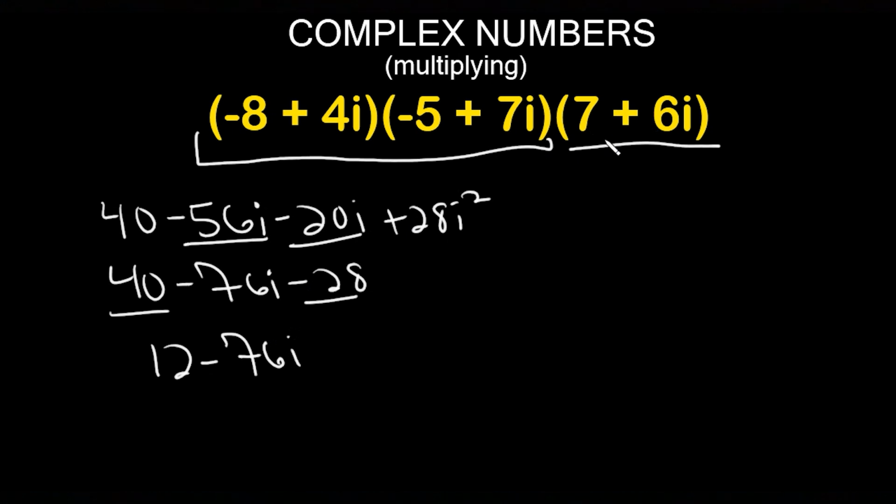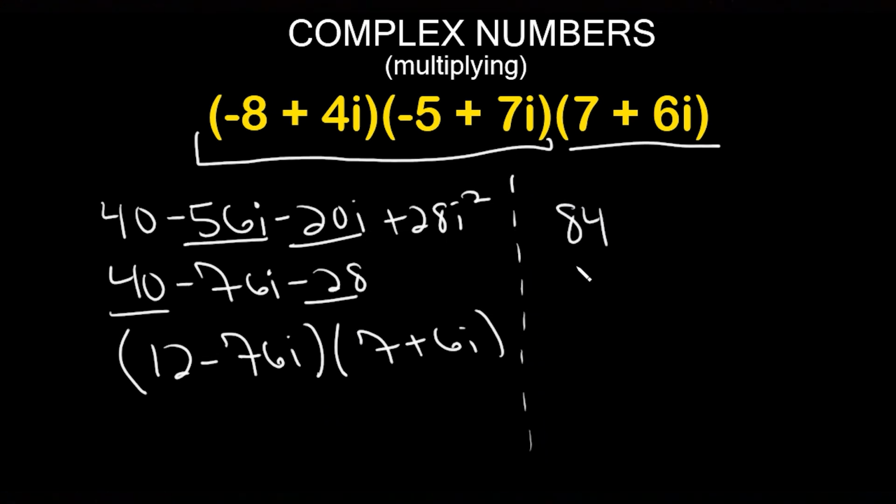Now I have to multiply it by this last binomial. So I'm going to put this in parentheses, and I'm going to multiply it one more time, this time by 7 plus 6i. So again, we're going to do FOIL again, and then we'll be done. So doing first, I have to do 12 times 7. That's going to give me 84. So I'm going to go ahead and divide this up. That way I know I'm starting a new section here. 84. Doing outside, I get plus 72i. Doing inside, I get negative 532i. And then when I do last, I get negative 456, and then this will be i squared.